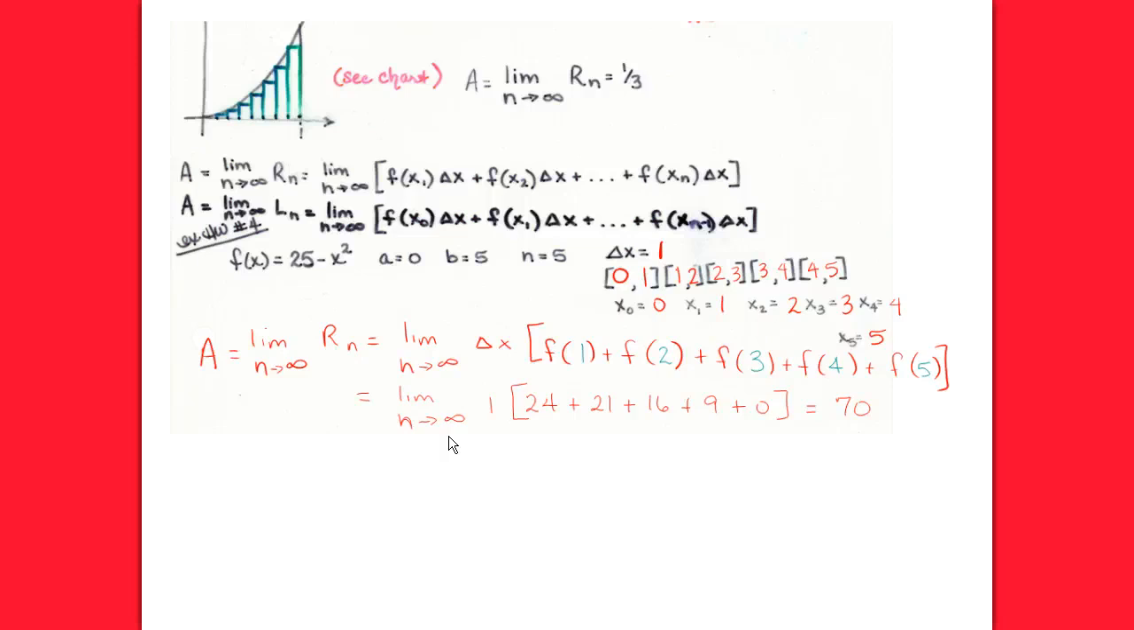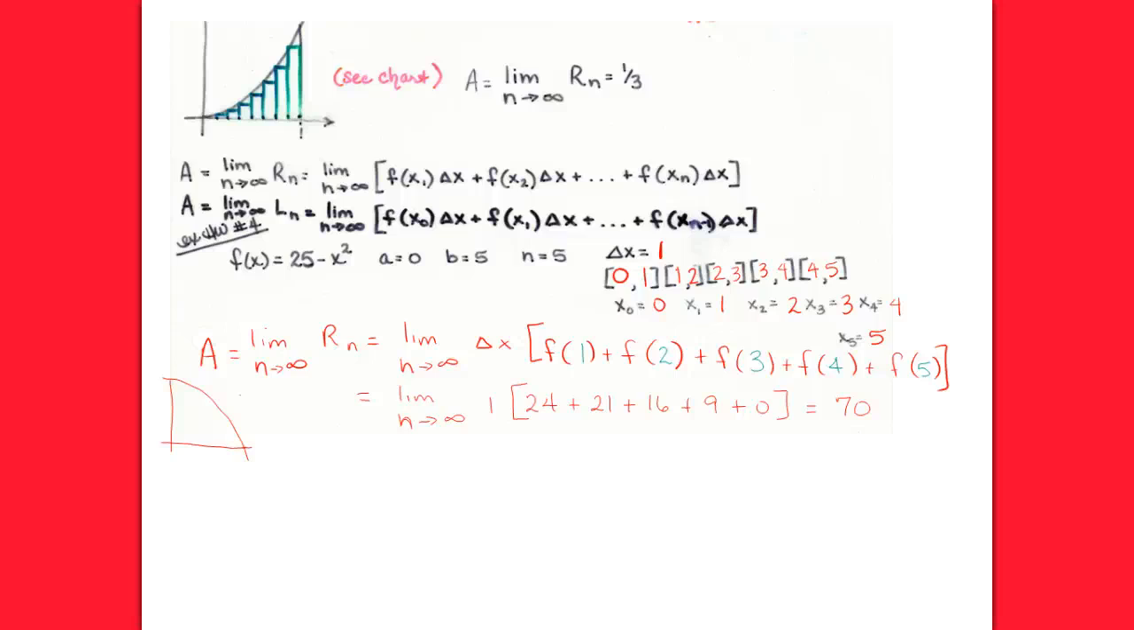The next thing that they asked me for was to sketch a graph so I could figure out, is this an overestimate or is it an underestimate? Just because it comes from the right doesn't automatically mean it's going to be one or the other. I have to look at it. It really depends on whether my function is increasing or decreasing. Last time we had an increasing function. This time we have a decreasing function, so it's going to be different.